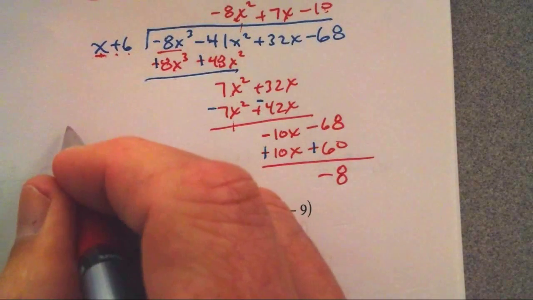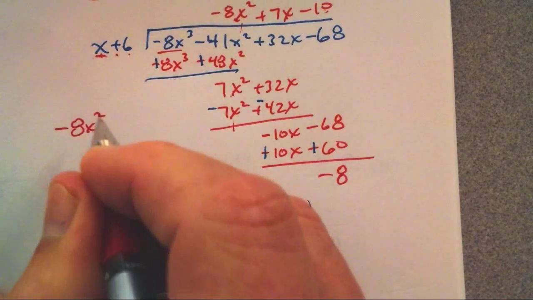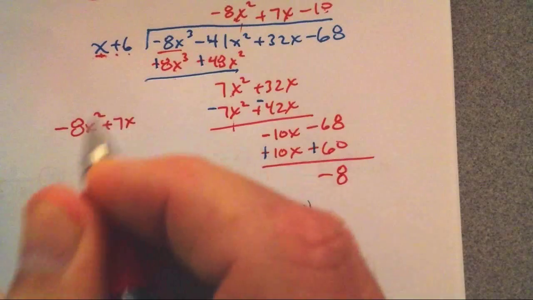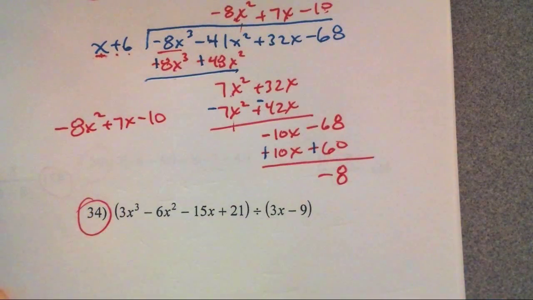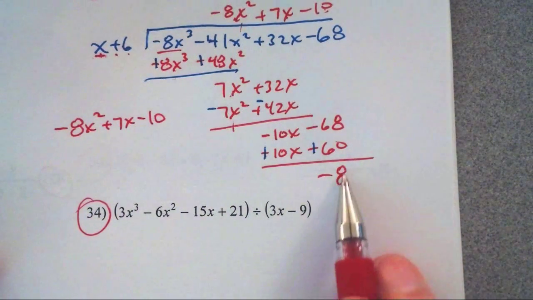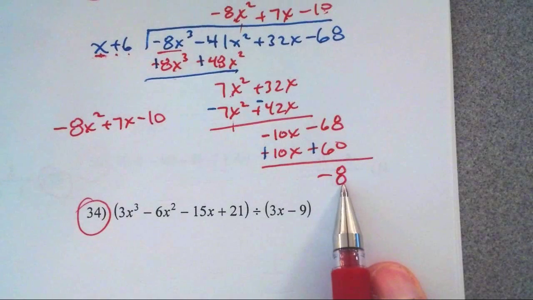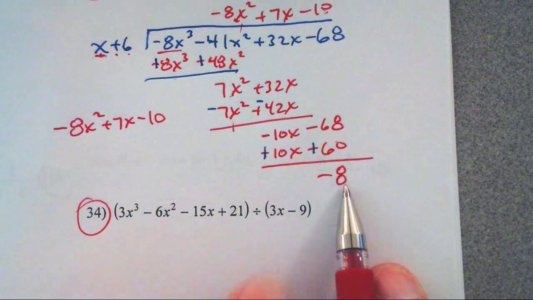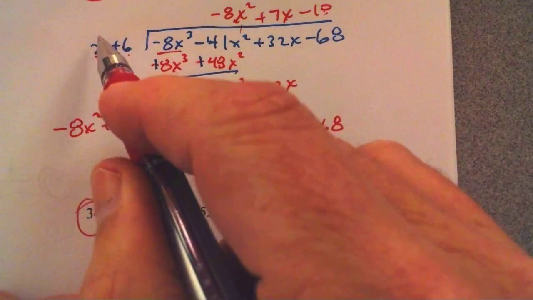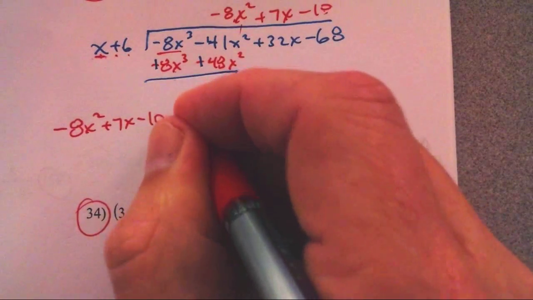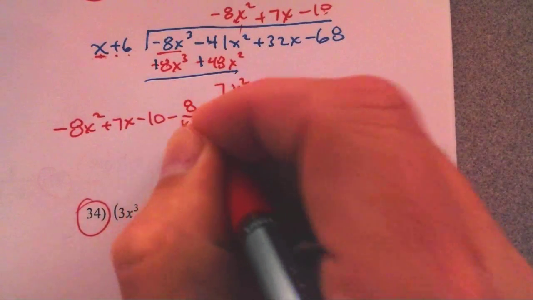So my solution is negative 8x squared plus 7x minus 10. For a while, when you were learning to divide, you got to talk about remainders, but eventually you would have said this was negative 8 over what we're divided by. So this is just minus 8 on x plus 6.